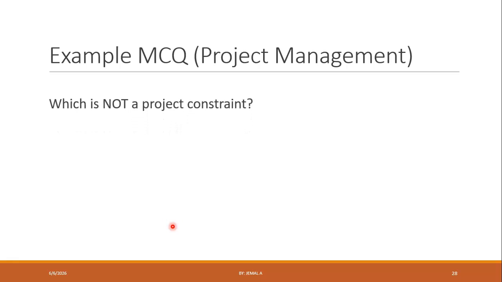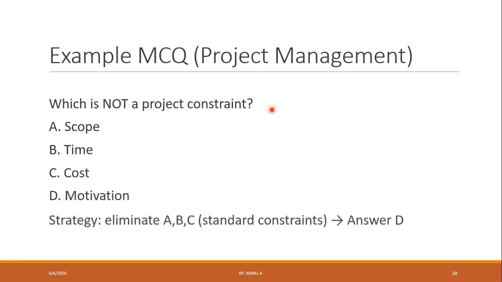For example, let us see this with the project management course, where the question stem says, which is not a project constraint? Then I have to scan my knowledge, what I have learned, and think of the constraints. The choices given are scope, time, cost, and motivation. So scanning through my partial knowledge about project constraints, I can eliminate A, B, C by focusing on standard constraints and conclude that my answer is D.